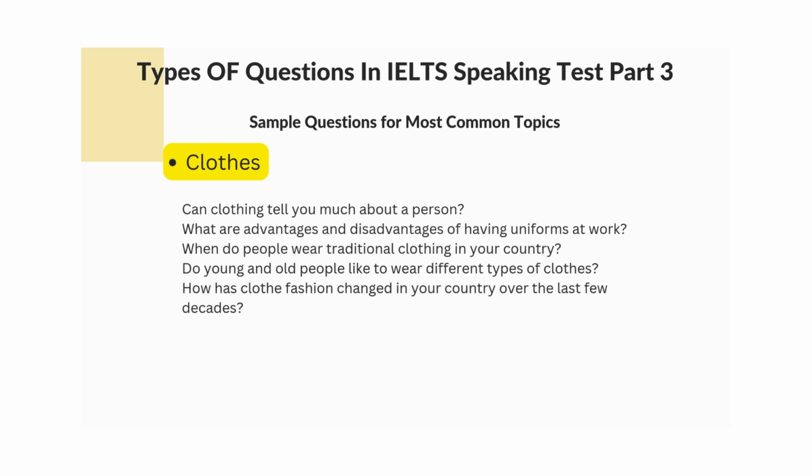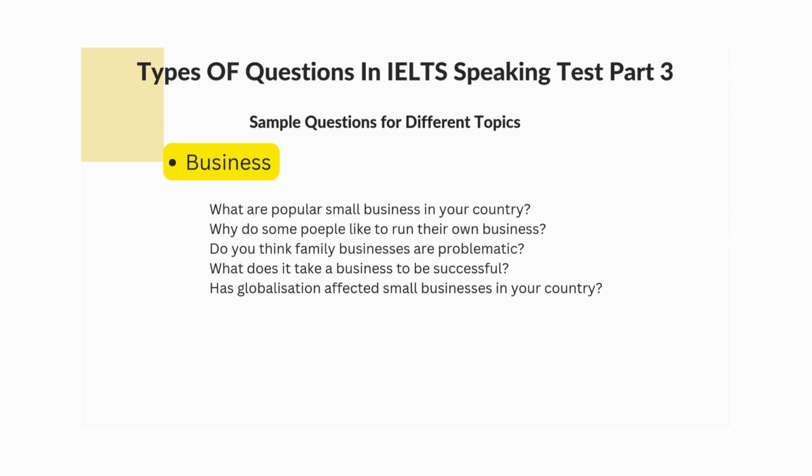So there is another topic. Business is another very common topic discussed in part two, and the questions related to business in part three could be like, what are popular small businesses in your country? Why do some people like to run their own businesses? Do you think family businesses are problematic? What does it take for a business to be successful? All these are opinion questions. Has globalization affected small businesses in your country? This is a cause and effect question.